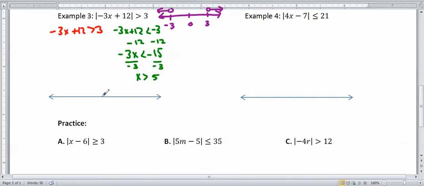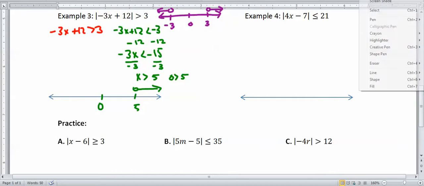All right, come down and graph that. So 0 and positive 5. It's an open circle because there's no line underneath, and I want to check my 0. So is 0 greater than 5? If that's true, I want to go towards 0, but 0 isn't greater than 5, so I'm going to go away from 0. Okay, so when I graph that, it is everything greater than 5. All right, I need to solve this other side.